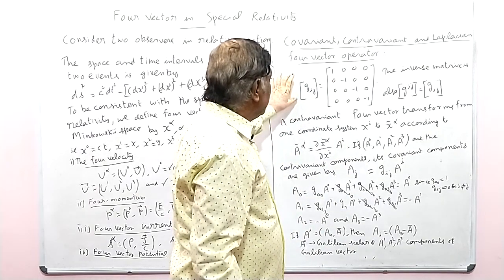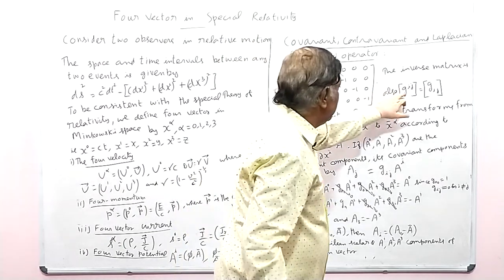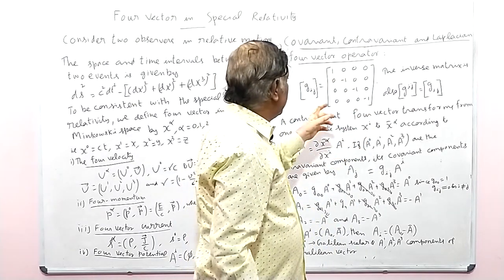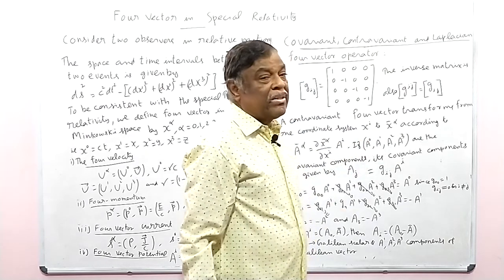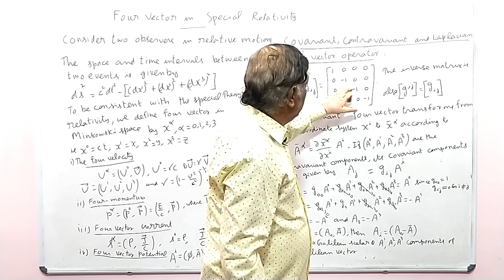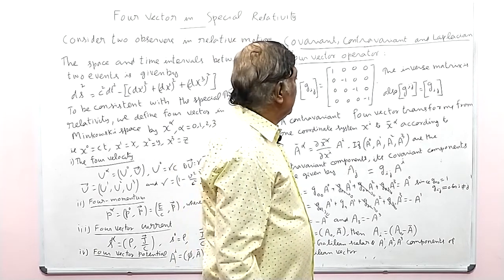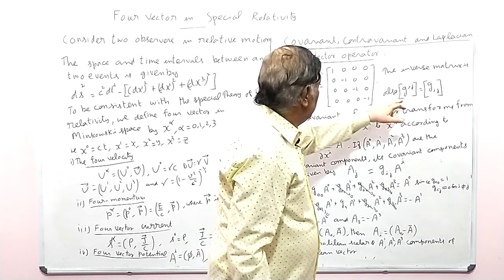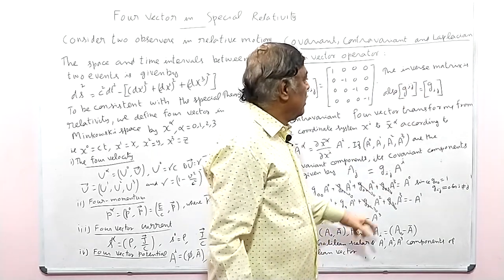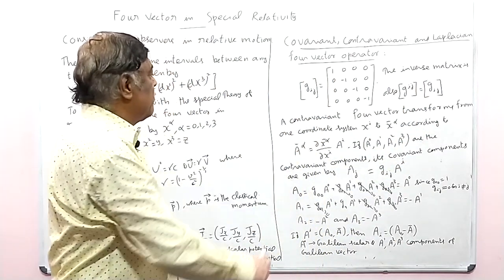Now the inverse matrix is Gij. Since this is a diagonal matrix, the inverse matrix is given by the inverse of the diagonal elements. So 1 by 1 is 1, 1 by minus 1 is minus 1, 1 by minus 1 is minus 1, 1 by minus 1 is minus 1. So the inverse of the diagonal elements are the elements of the inverse matrix. From this we see that the contravariant component Gij is equal to the covariant component for this case.